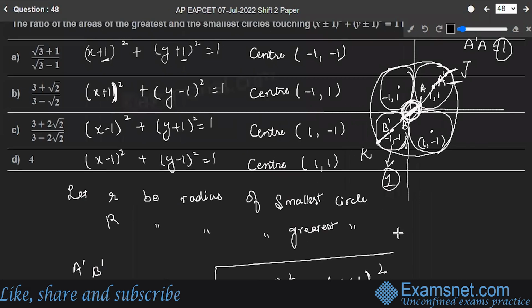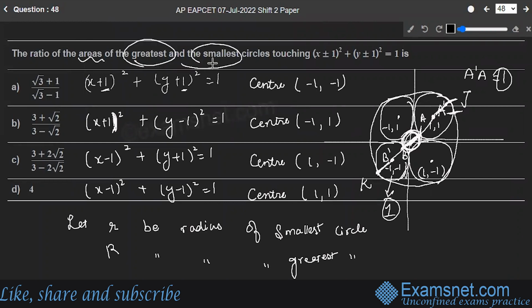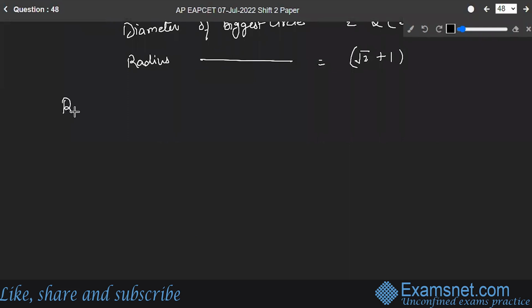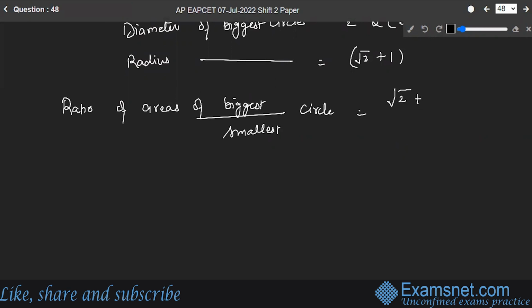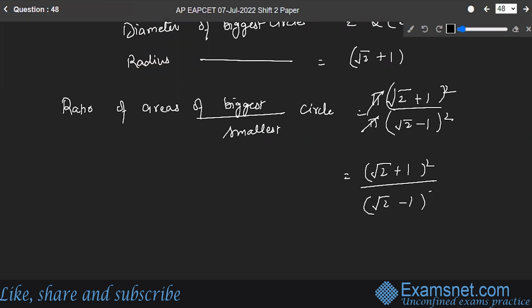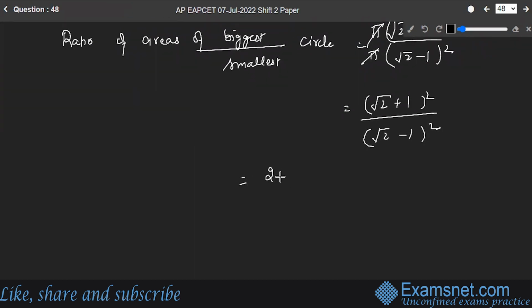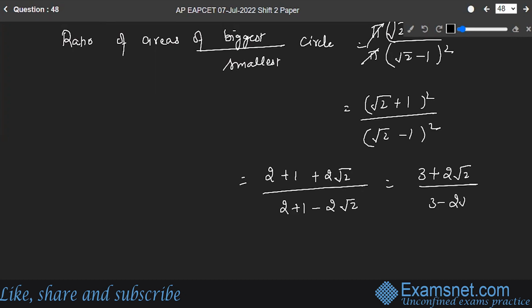Now, what do you have to find out in the question? You have to find out the ratio of the areas of the greatest and the smallest circle. So, the ratio of areas of biggest to smallest circle is given by π(√2 + 1)² upon π(√2 - 1)². Pi will get cancelled and you will have (√2 + 1)² upon (√2 - 1)², which on solving, you open this up, this will be a² + b² + 2ab over a² + b² - 2ab. This is (3 + 2√2) over (3 - 2√2).